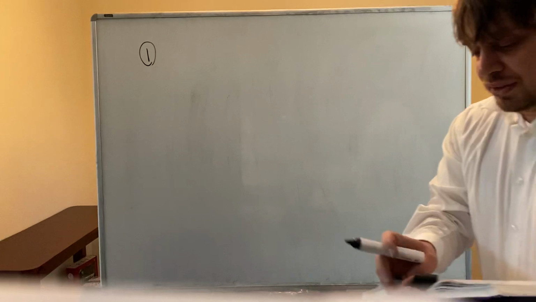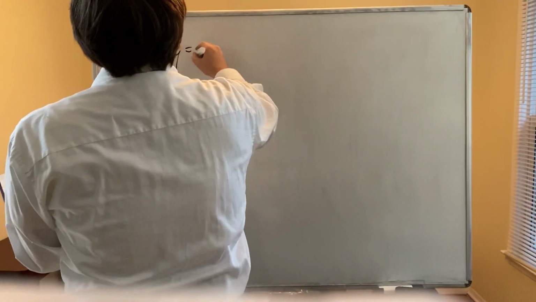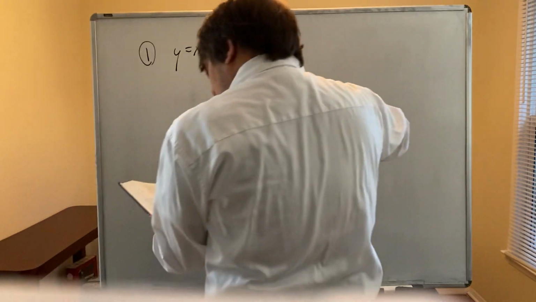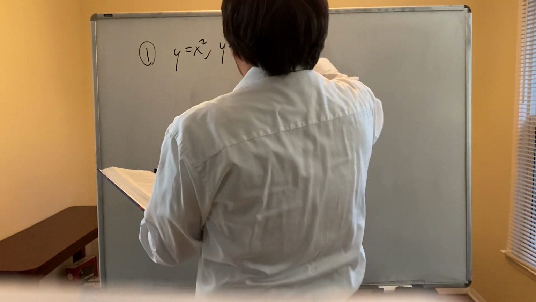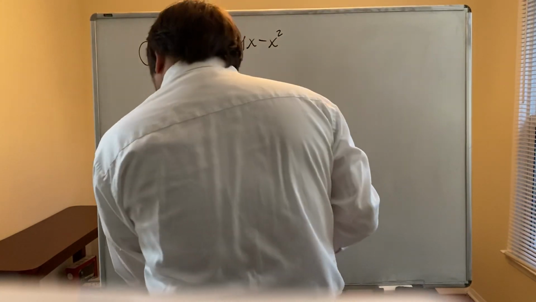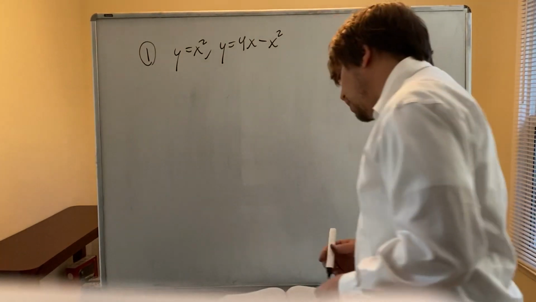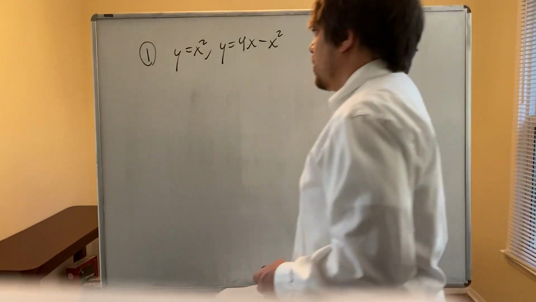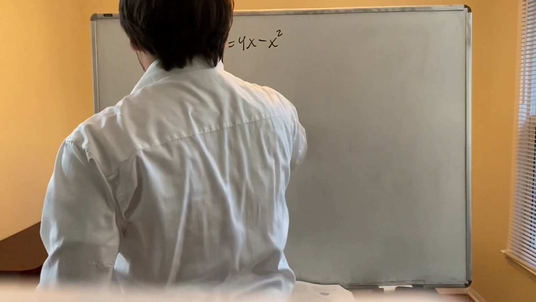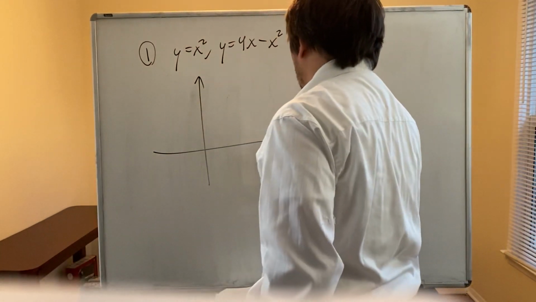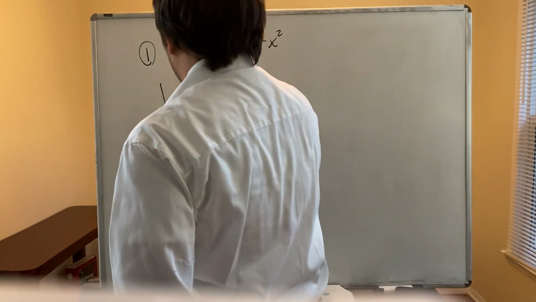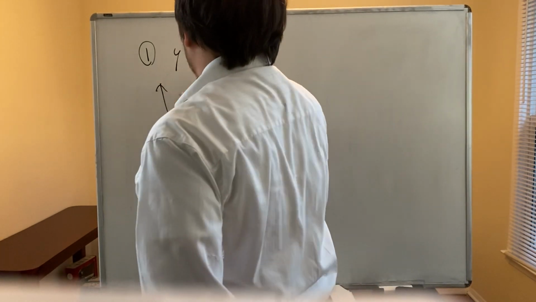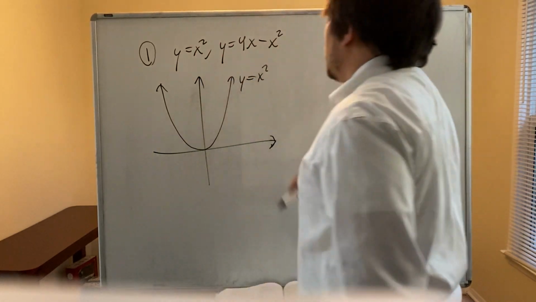Okay. So for number 1, we're given y equals x squared, and y equals 4x minus x squared. Okay, so we want to find the area of the region bounded by those given curves. So y equals x squared looks like this. Okay, so you need to be able to draw y equals x squared.